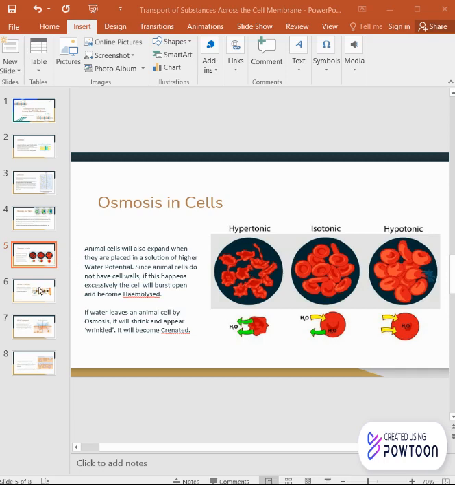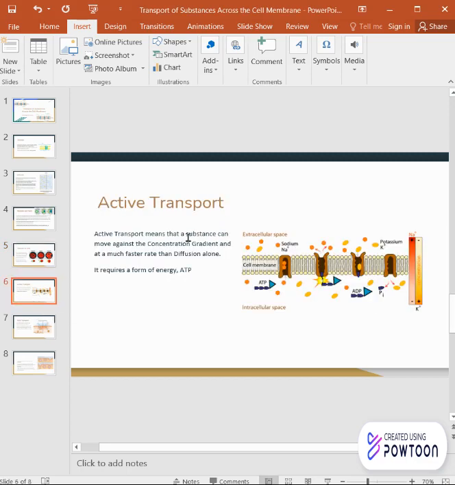So now we are moving on to active transport. Right, so active transport means that a substance can move against the concentration gradient and it can happen at a faster rate than diffusion. For this process to occur, it must have a form of energy. So active transport moves against a concentration gradient, meaning from a low concentration to a high concentration, and it requires ATP or energy for it to happen.